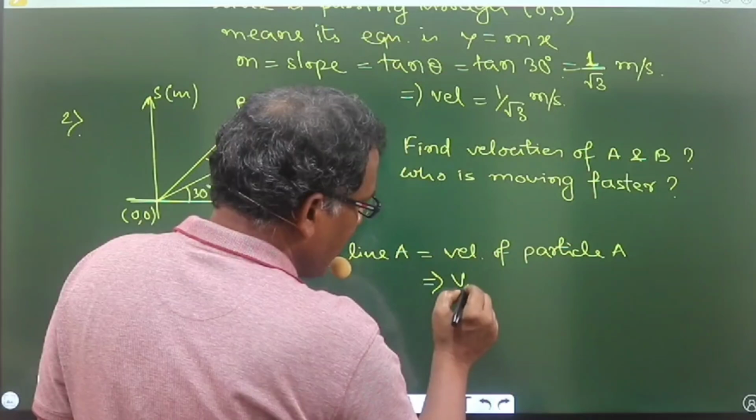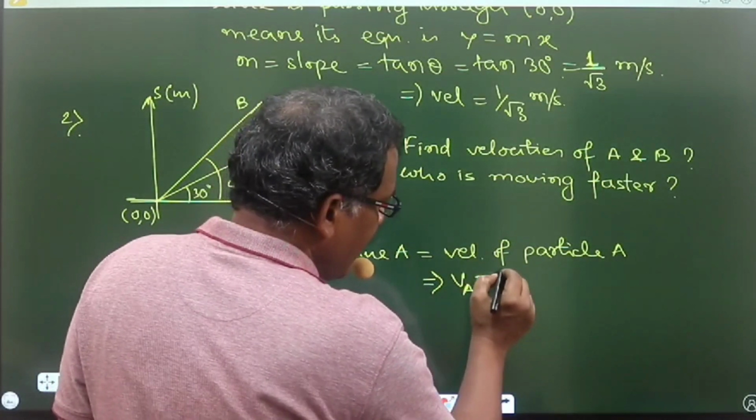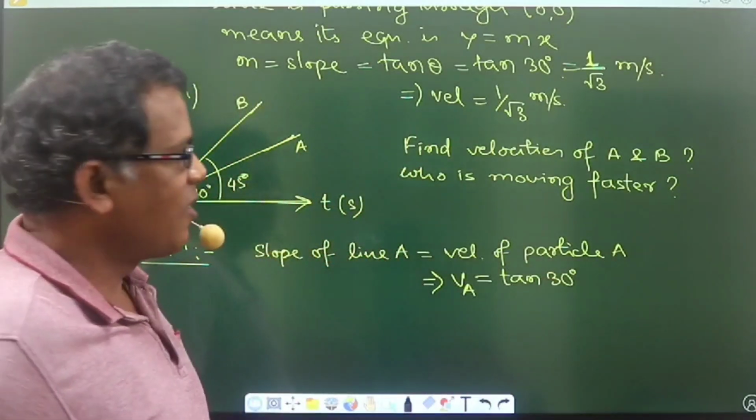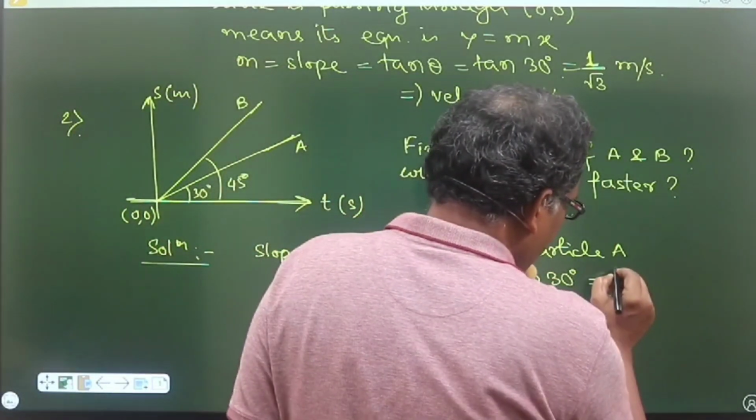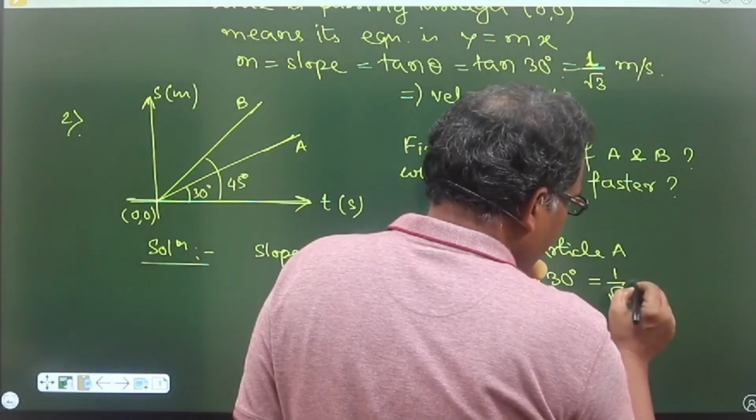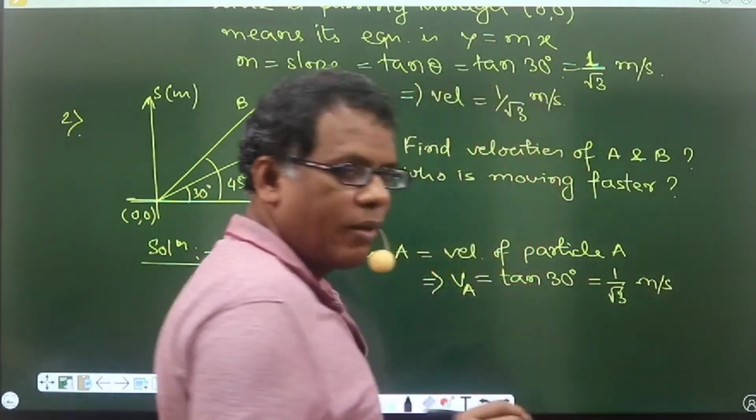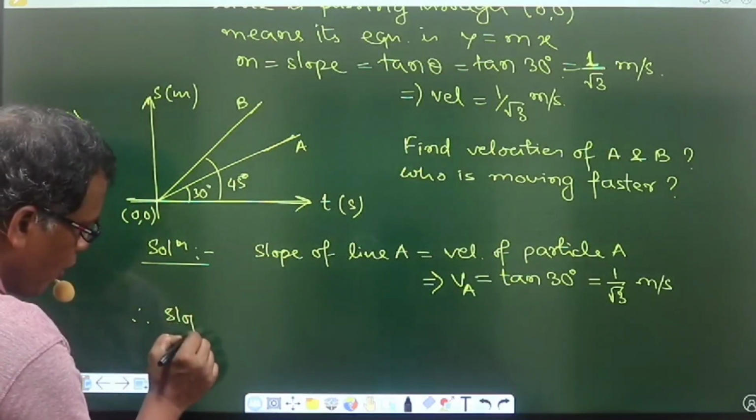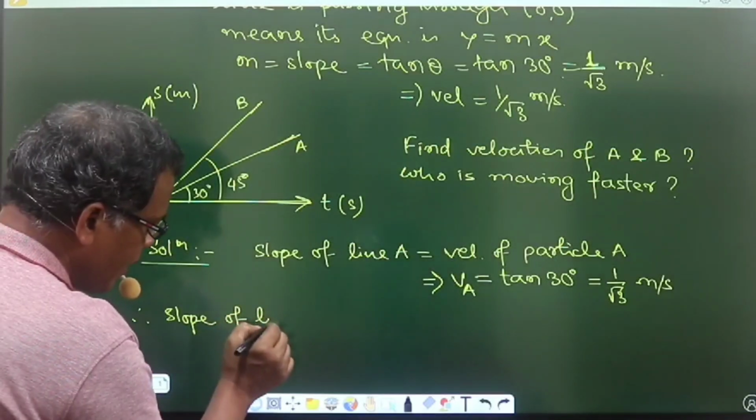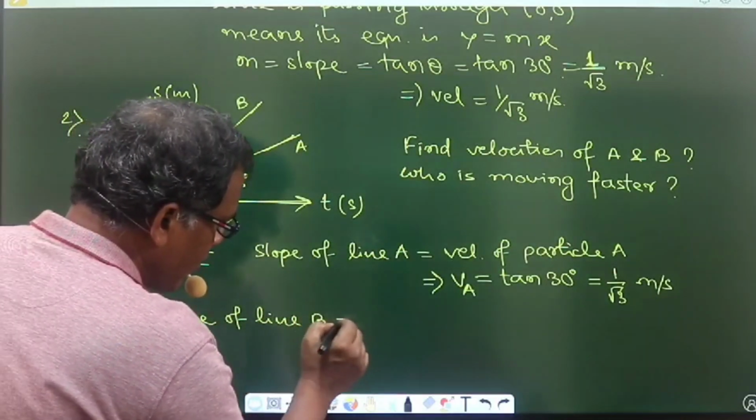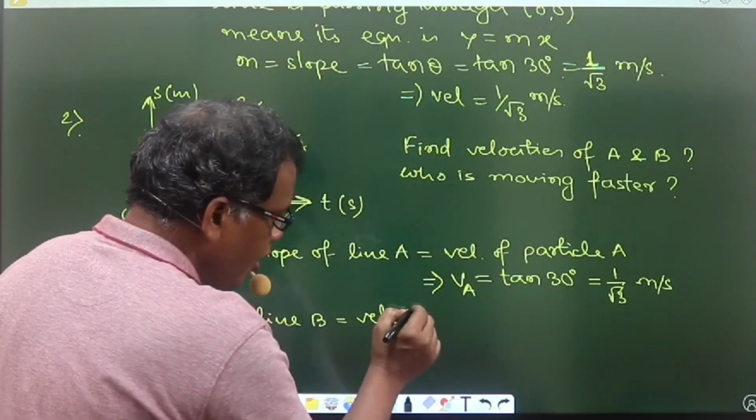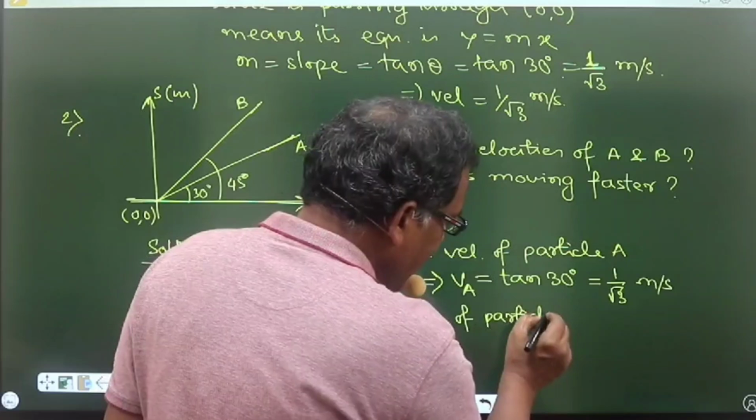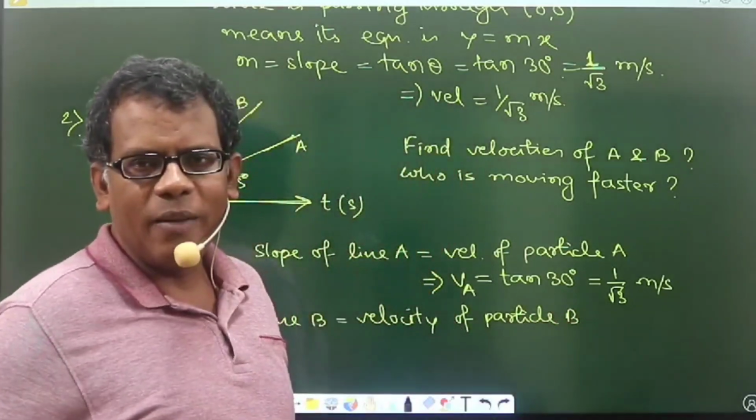So this implies that the velocity of A, represented by VA, will be the numerical value of tan 30 degrees. Tan 30 we know is 1 by root 3, and that value will be in meter per second. Similarly, I can write the slope of line B, and that will be the value of the velocity of particle B, right? The velocity of particle B will be decided by the slope of the line representing the motion of B.